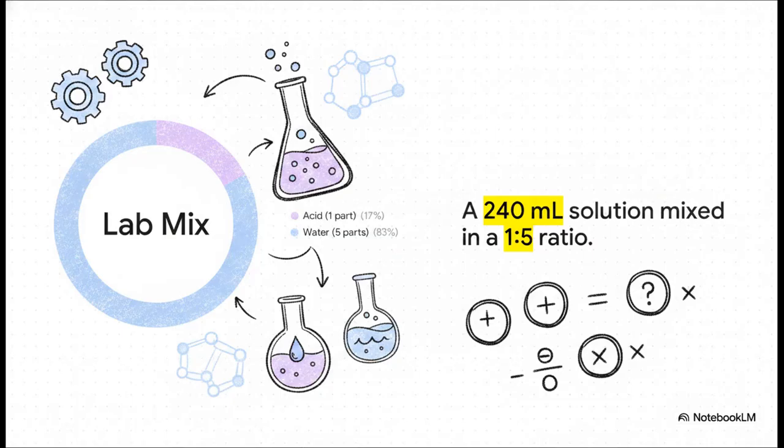Let's see this in action with a chemistry lab example from the source material. Say we need to create a 240 milliliter solution mixed in a ratio of 1 part acid to 5 parts water. First, we add those ratio parts together. 1 plus 5 equals 6 total parts. Next, we divide our total volume, which is 240 ml, by 6. That gives us 40 ml per single part. Finally, we just multiply. The acid gets 1 part, so 1 times 40 is 40 ml. The water gets 5 parts, so 5 times 40 is 200 ml. If you add them back together, you are right back at your perfect 240 milliliter solution. It works every single time.